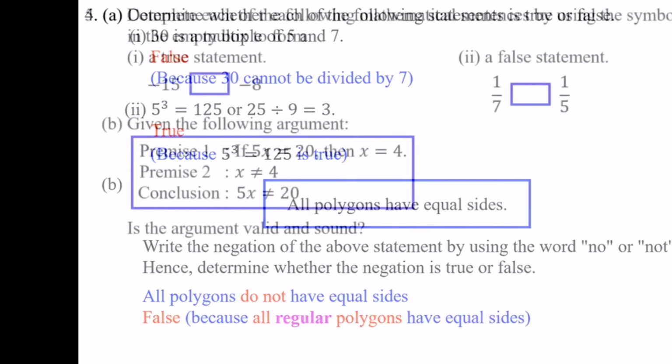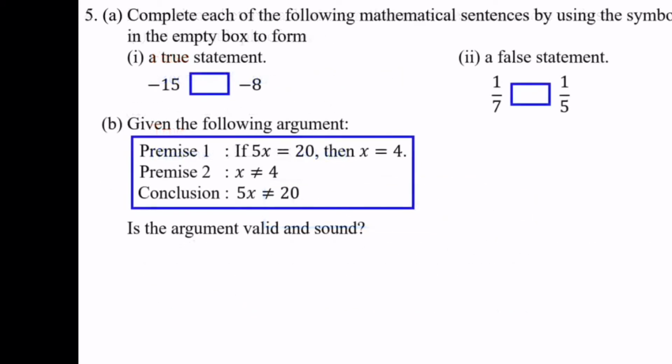Next, we will discuss this one. Determine whether the following mathematical sentence is true by using the symbol in the empty box to form a true statement. So negative 15 is less than negative 8 because negative 15 is smaller than negative 8. So it is a true statement if you write the symbol less than. Negative 15 less than negative 8. Okay, so the right symbol is less than for number 1. So it becomes true if you fill in the less than symbol.